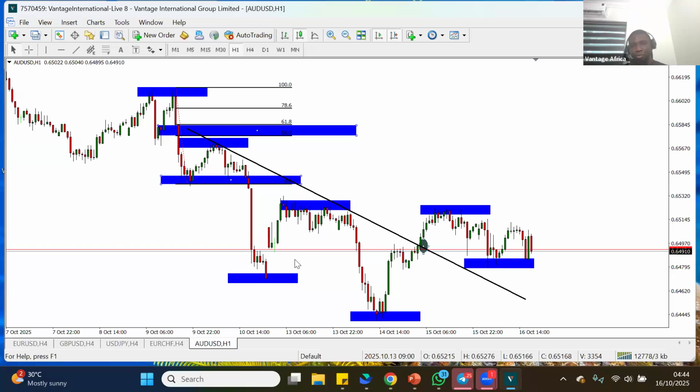It's forming lower lows and lower highs. So once you put your trend line there, you can easily see that the market is trending down. Okay, with your bare eyes, you can see that the market is trending down. So with the market trending down, you're looking for good quality trades.